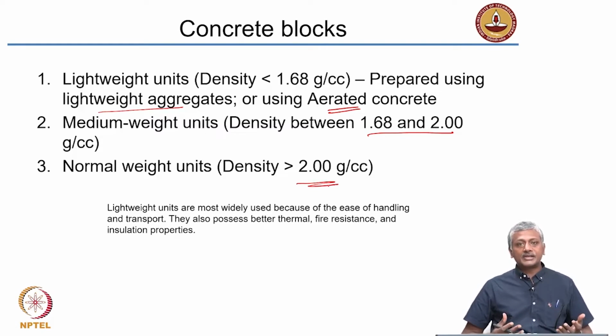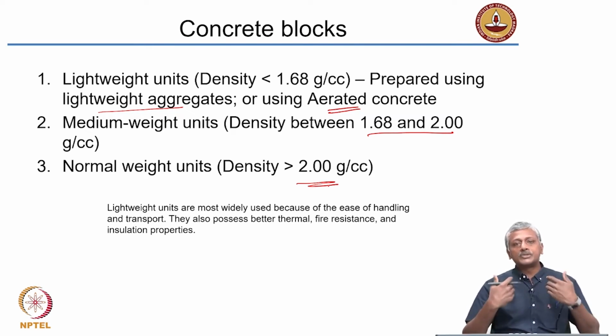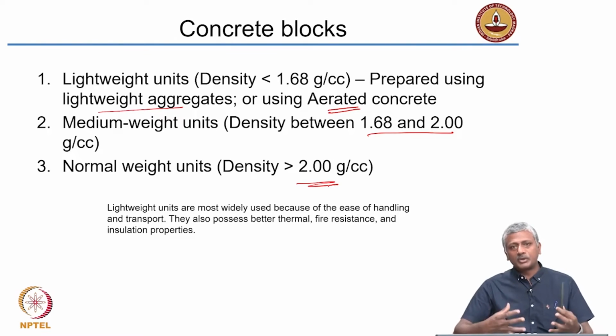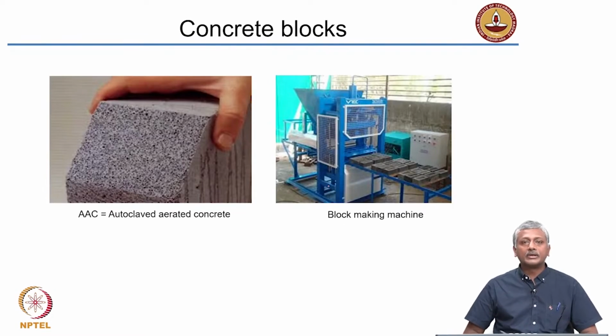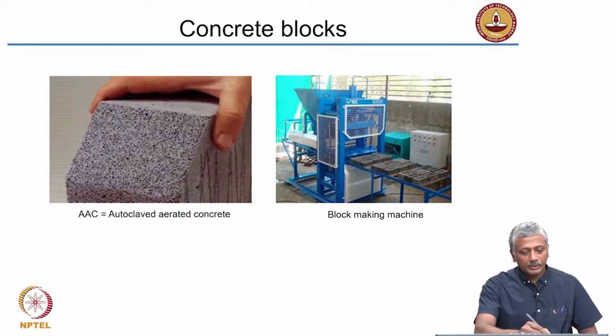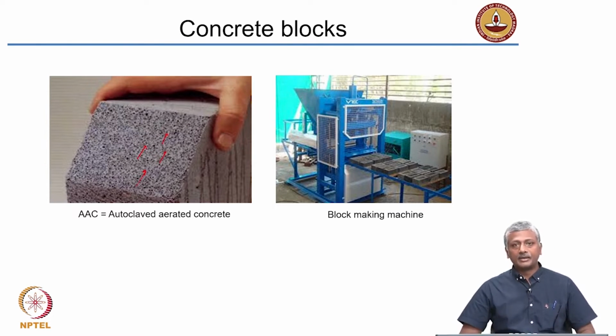Now the lightweight units are not only easy to place and transport, they are also much better in terms of thermal properties and fire resistance, because again when you have a lot of porosity inside the concrete, it will reduce the amount of heat conduction. Whenever you put air inside materials, it reduces the heat conduction. Now an appearance of a concrete block which is aerated is shown here. Basically this concrete block has been cut through and you can clearly see the amount of air voids or air bubbles that are trapped inside.